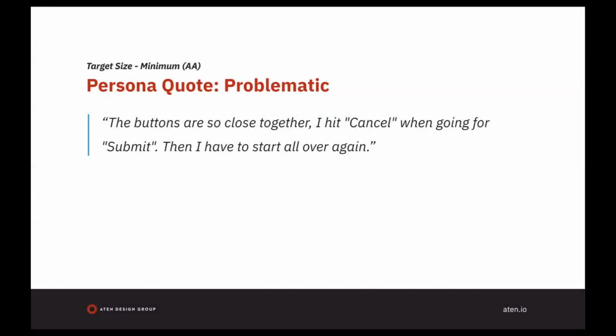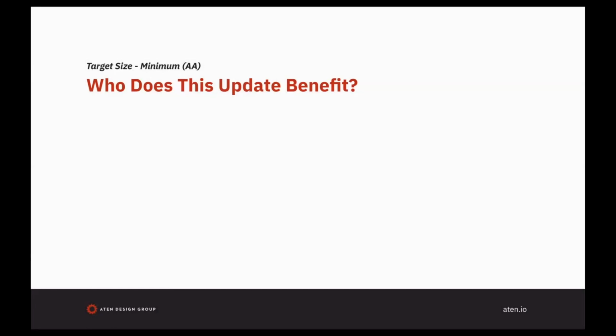So a problematic quote we may hear is something like, the buttons are so close together, I hit cancel when going for submit. Now I have to start all over again. And of course, we just want to avoid that altogether. So who does this actually benefit? It benefits users who struggle with targeting or operating small controls, and fine motor skills. So this could be anyone using a touch device, disability or not.